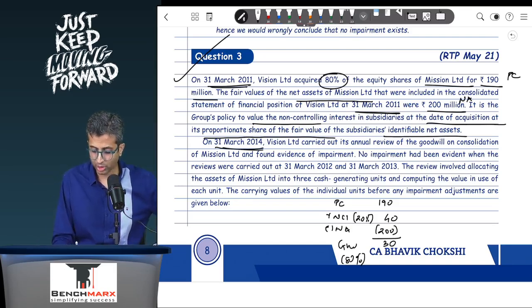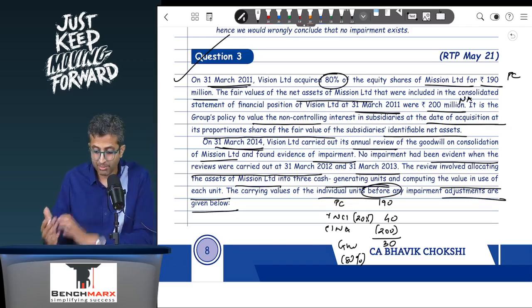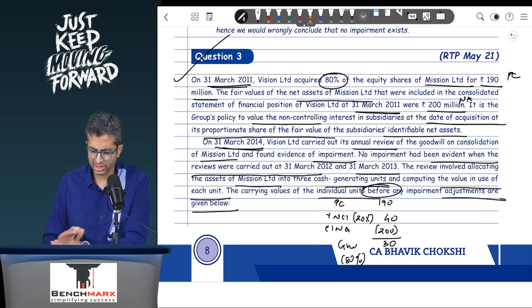On 31st March 14, Vision carried out its annual review of goodwill on consolidation of Mission and found evidence of impairment. This is on 31st March 14, so probably 3 years later. No impairment had been evident when the reviews were carried out in 12 and 13. The review involved allocating the assets of Mission to the 3 cash generating units and computing the value in use of each unit. The carrying value of the individual units before any impairment adjustments are given below. So this is before any impairment adjustments, these are the carrying values.